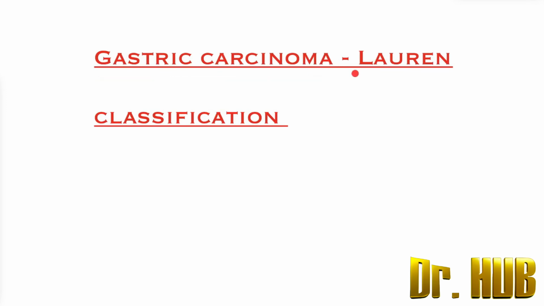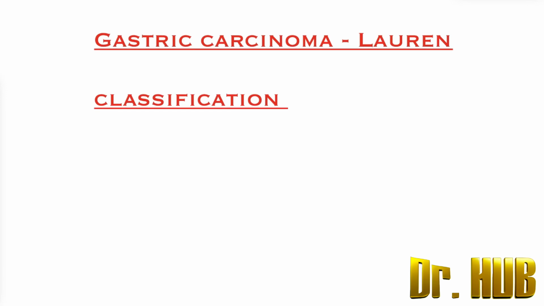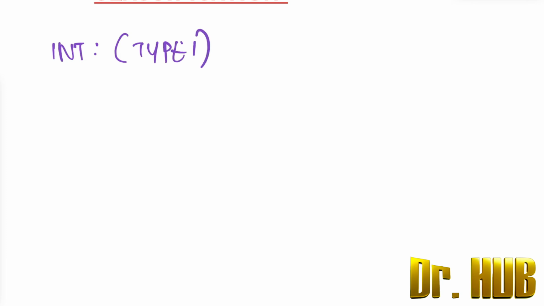Gastric carcinoma, we're dealing with the Lauren classification. Here, first we look at the intestinal type and then we'll compare it to the diffuse type. The intestinal type is nothing but type 1. Intestinal means it is type 1. It is environmental.